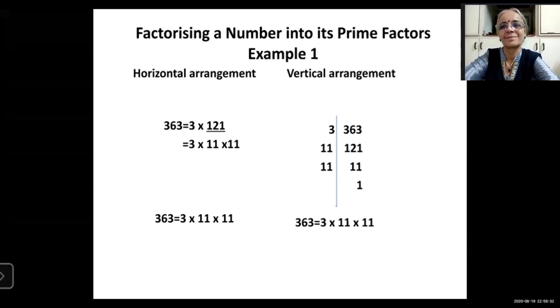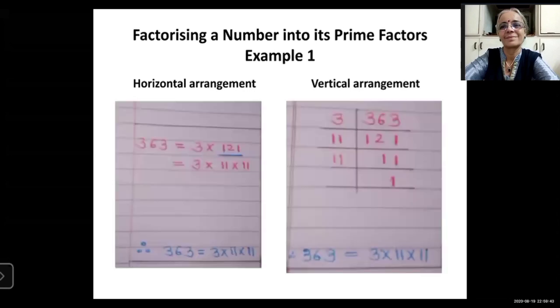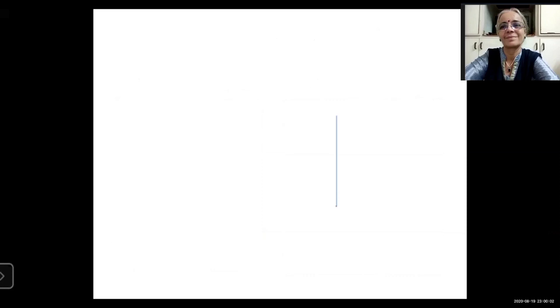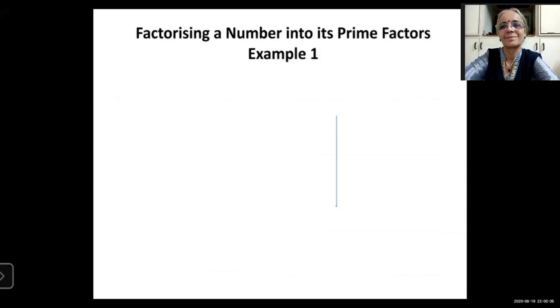Do you want to practice one more? Okay, I will solve one more with you and then you will solve another example by yourself. So, in your notebook, it will look like this. You can take a screenshot of this. When we write in the notebook, it looks like this. Next. So, this is example 2. One other example. Okay. Now, see, what is the number given?